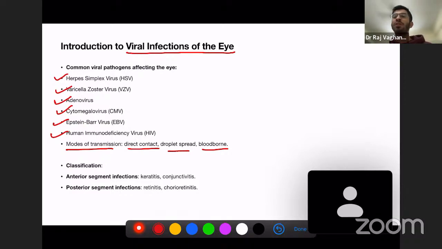Now, what are the modes of transmission? How does this viral infection occur in our eyes? It can be direct contact with the eyes, or droplet spread, or bloodborne. Bloodborne means if you have any viral infection in your other organs, the virus can spread through the blood vessels, and the blood vessels supply blood to the whole body. We know that. So it can cause infection to our eyes as well. So that is the bloodborne or hematogenous route.